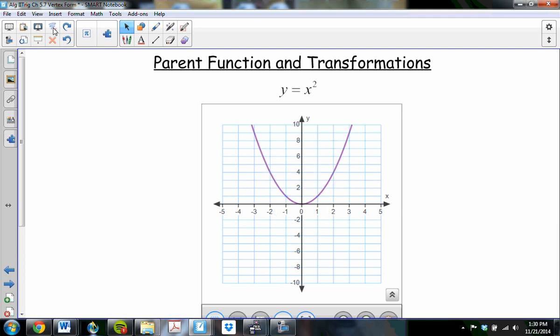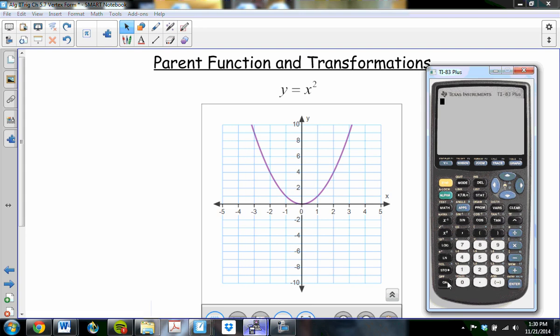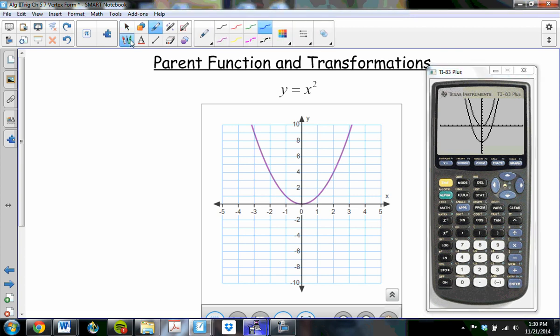I can show that more plainly on a graphing calculator. Here's y equals x squared. It is the parent function. Now if I tuck in there x squared plus 4, it moves the graph up 4. Here's my new graph, x squared plus 4. And if I take away a 6, it moves the graph down 6. So whatever number you're adding or subtracting on the outside moves the graph up or down.